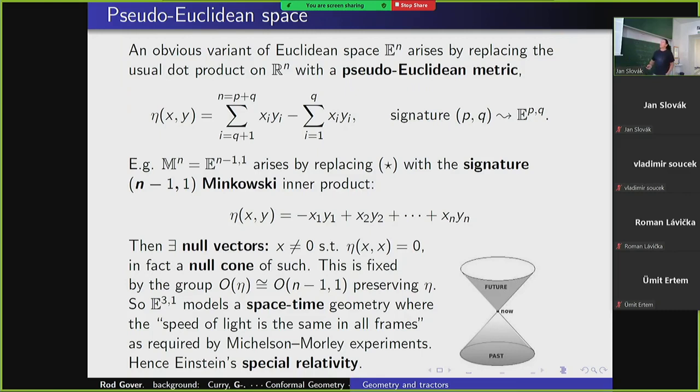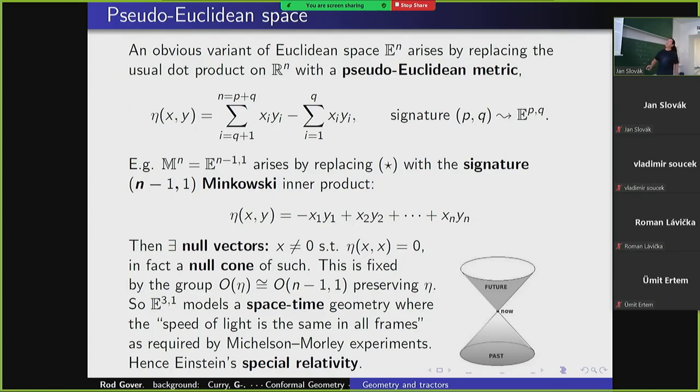Then there's null vectors. So the interesting thing that happens is that you have some vectors that are not themselves 0, but they have sort of length 0, if you like. So they have 0 inner product in this metric. And in fact, you get a whole null cone of them. And I guess you're all familiar with this sort of thing. And this is fixed by the group that we call the orthogonal group O(n-1,1). So this preserves this null cone. And so, for instance, in dimension 4, where you have O(3,1) in this notation, this is what is used to model a space-time where the speed of light is constant in all frames.